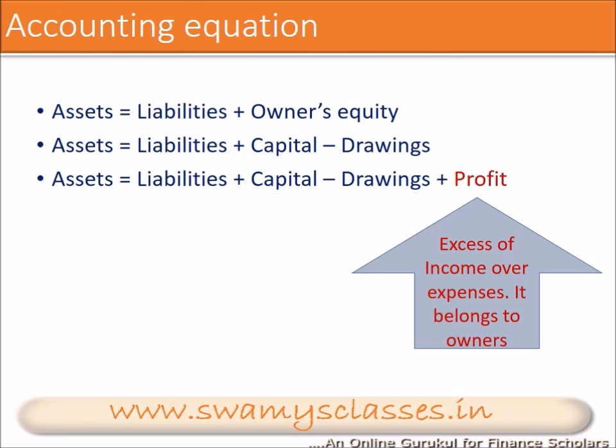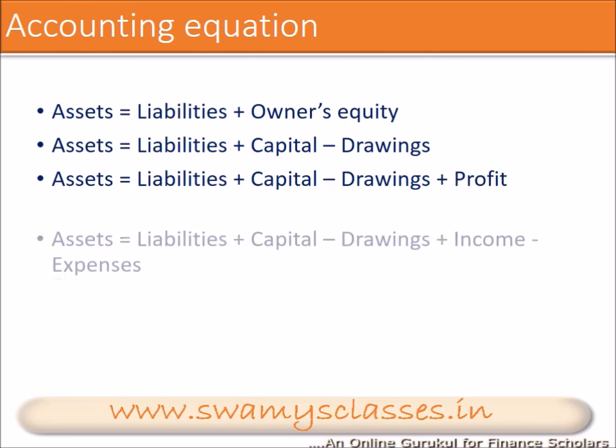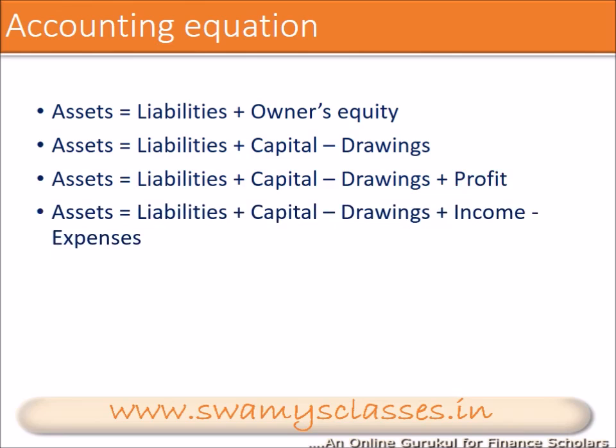Fine. How to develop this further now? Let me explain the term profit here. So assets equals liabilities plus capital minus drawings plus income minus expenses. So this very clearly says that any income gets added and any expenses gets deducted.